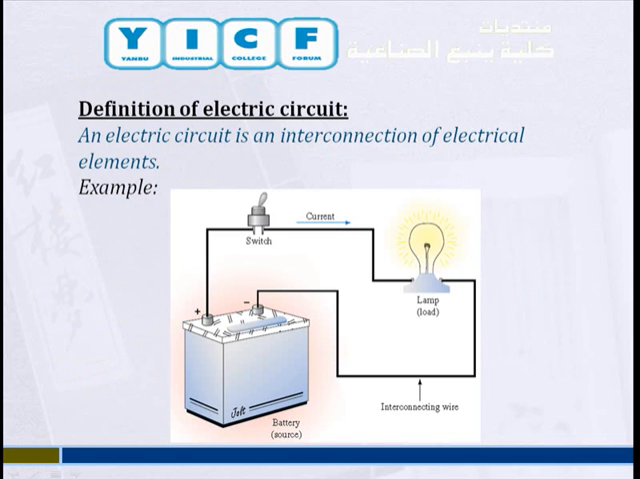Now we will begin the definition of an electric circuit, which is the building block of a big power system or electronic system. An electric circuit is an interconnection of electrical elements. For example, we have here a battery connected through a wire to a lamp. When closing the switch, a current will flow from the battery, causing illumination in the lamp, and this is a closed circuit.